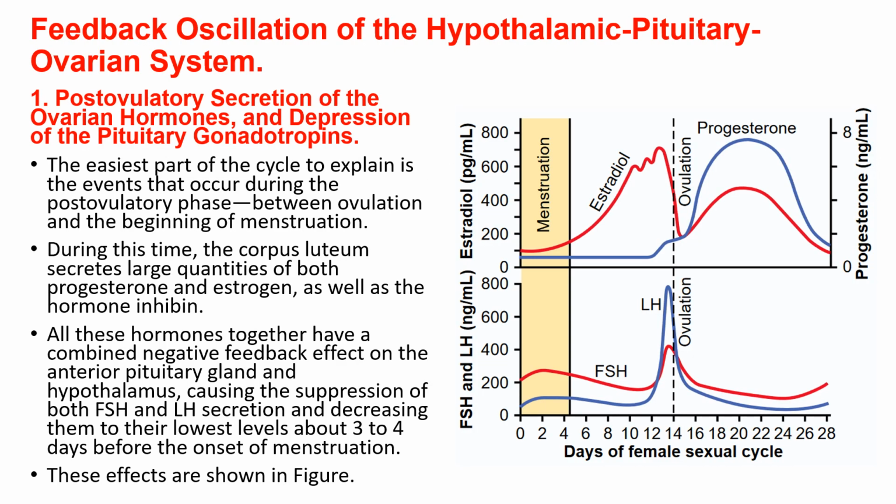Feedback oscillation of the hypothalamic pituitary ovarian system. 1. Postovulatory secretion of the ovarian hormones, and depression of the pituitary gonadotropins. The easiest part of the cycle to explain is the events that occur during the postovulatory phase between ovulation and the beginning of menstruation. During this time, the corpus luteum secretes large quantities of both progesterone and estrogen, as well as the hormone inhibin. All these hormones together have a combined negative feedback effect on the anterior pituitary gland and hypothalamus, causing the suppression of both FSH and LH secretion and decreasing them to their lowest levels about 3 to 4 days before the onset of menstruation. These effects are shown in the figure.